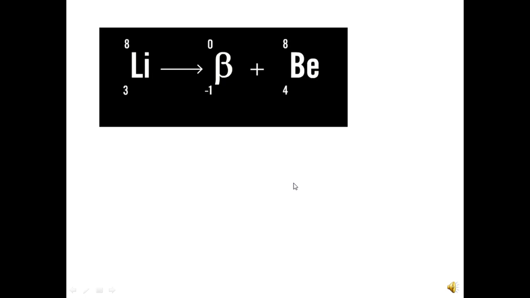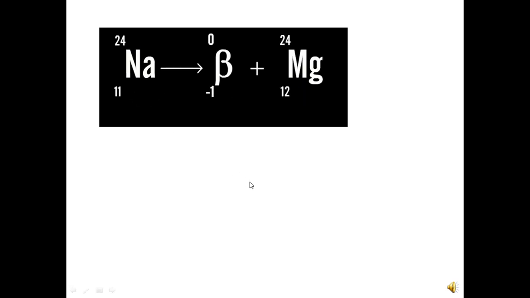Lithium also decays by beta. Lithium-8 decays by beta to beryllium. Same deal. 8 plus 0 gives you 8. 4 plus minus 1 gives you 3. Sodium decays by beta to magnesium. Sodium-24, that is. So 24 plus 0 is 24. 12 minus 1 is 11.